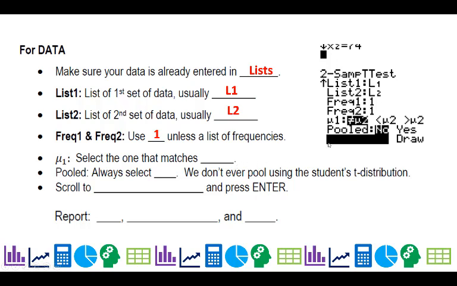Same thing here. Make sure that for mu1, you pick your alternate hypothesis and make sure it matches. And then select no again for pooled. Then scroll to Calculate, it's kind of blacked out there, and press Enter. Remember, if you are using the calculator, which is perfectly fine to do your t-test, make sure you report t, your p-value, and your degrees of freedom.